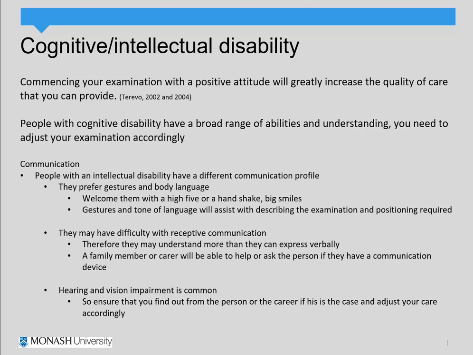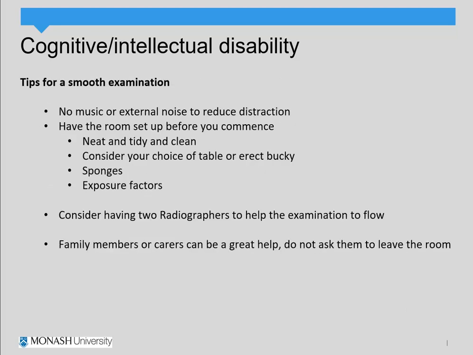And it's important to understand that someone with a cognitive or intellectual disability, it's common for them to also have hearing and vision impairment. So you need to find out from the person who is there as their carer if this is the case, and then you're going to need to adjust not just for your interaction with them because of their cognitive disability, but also because of maybe hearing and or vision impairment.